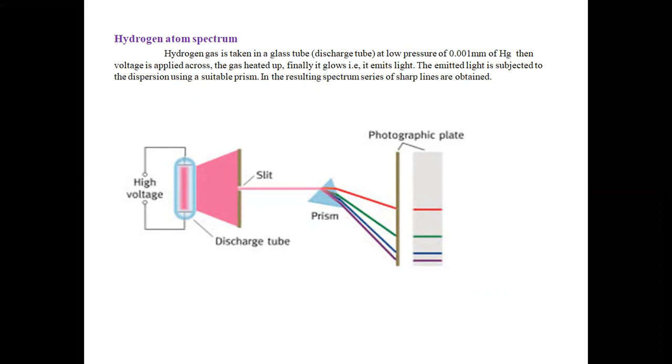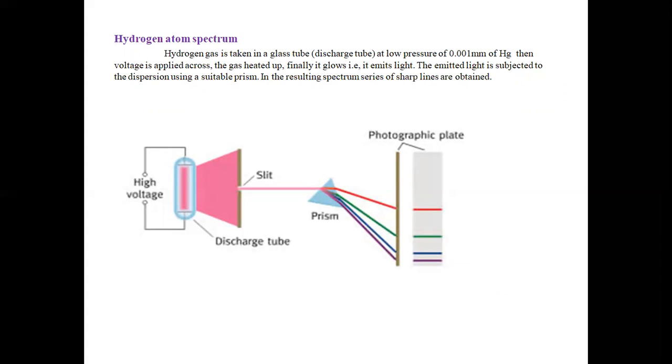So this is the origin of the hydrogen atom spectrum. That is, we are getting a large number of sharp lines. You can observe here on the photographic plate we are getting the various spectral lines. That is nothing but the hydrogen atom spectrum.